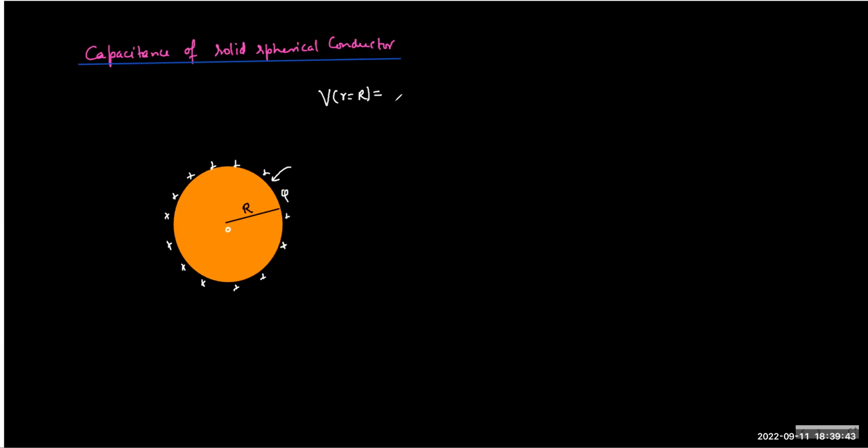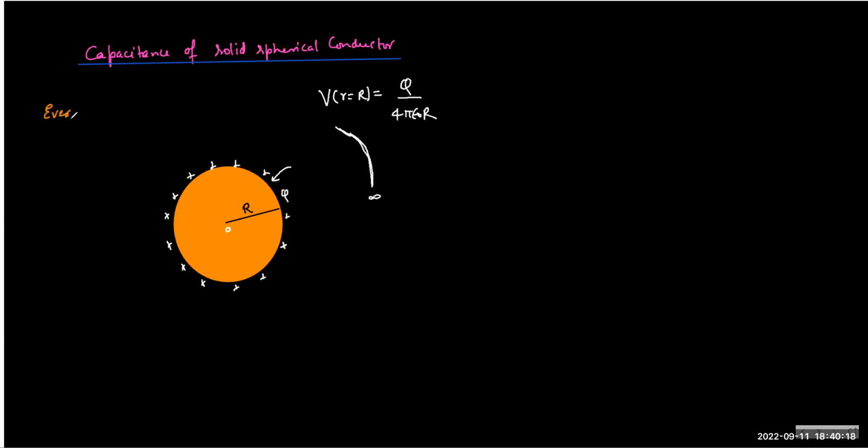KQ by R, which means Q by 4 pi epsilon naught R. So now if the plus plate is here, where is the minus plate? There is no next shell given to you, but we can always assume infinity as the termination. Because every field line will eventually terminate at infinity, isn't it? Yeah. So every field line will terminate at infinity.